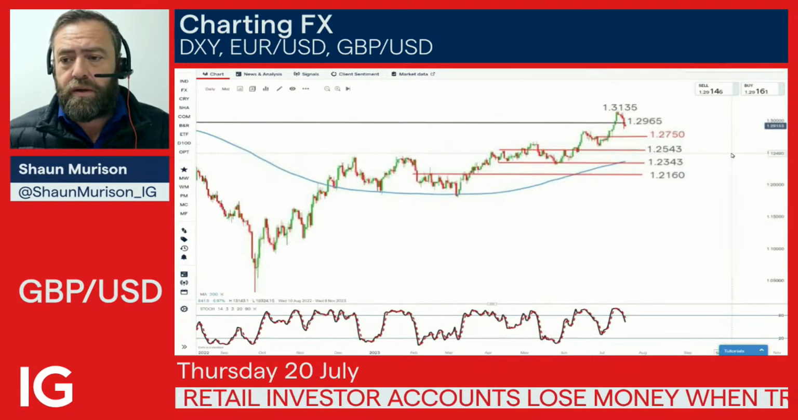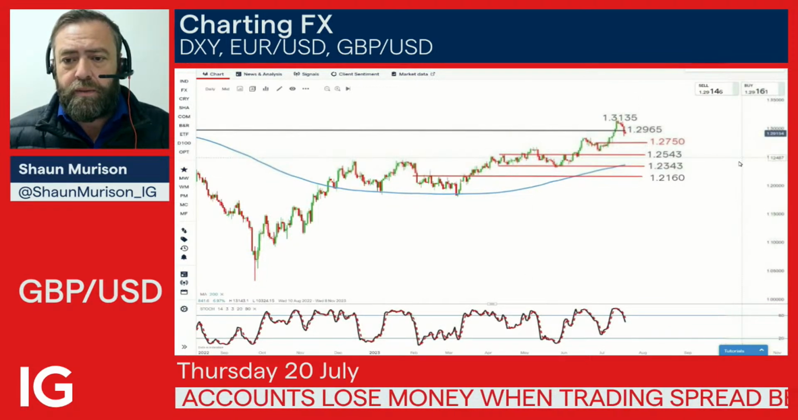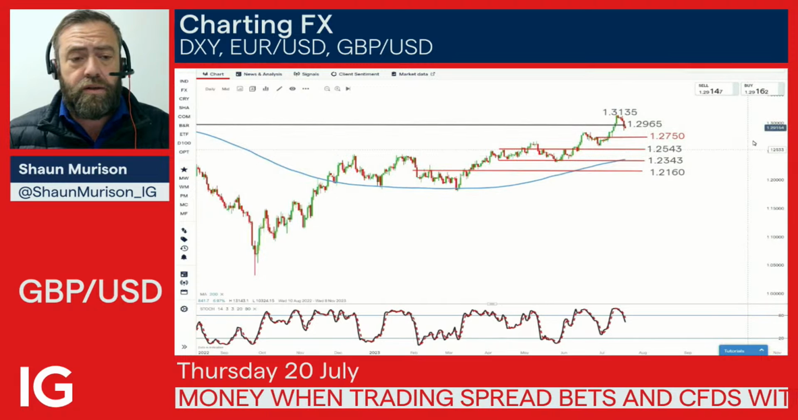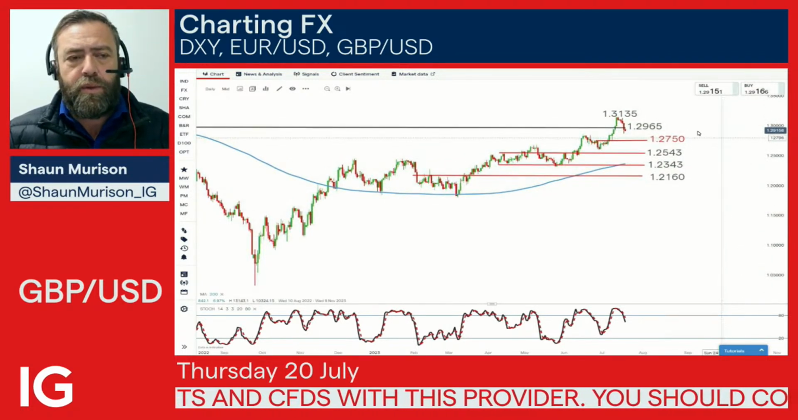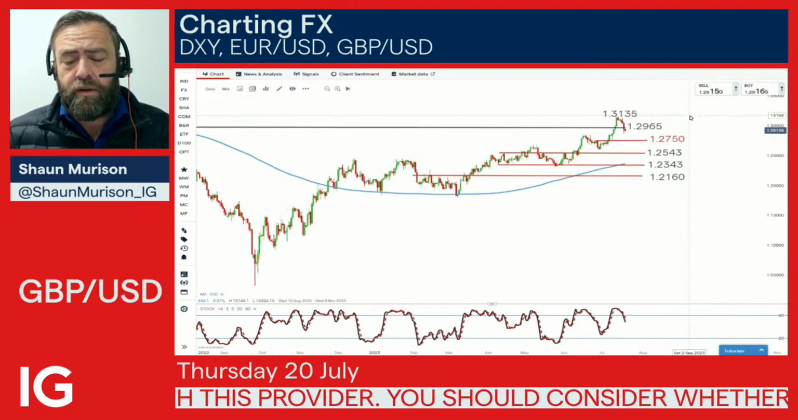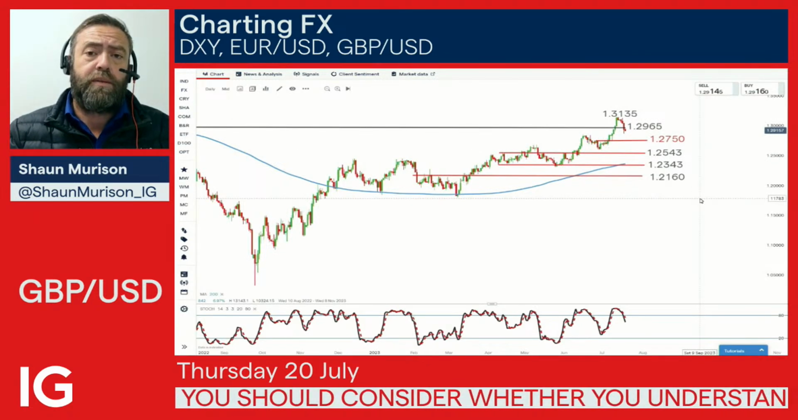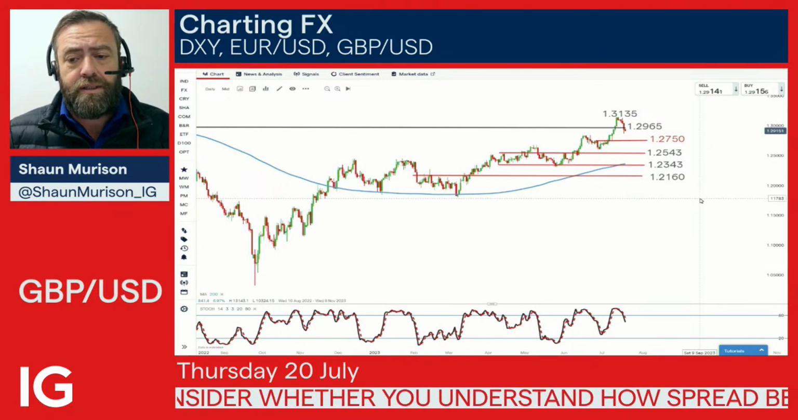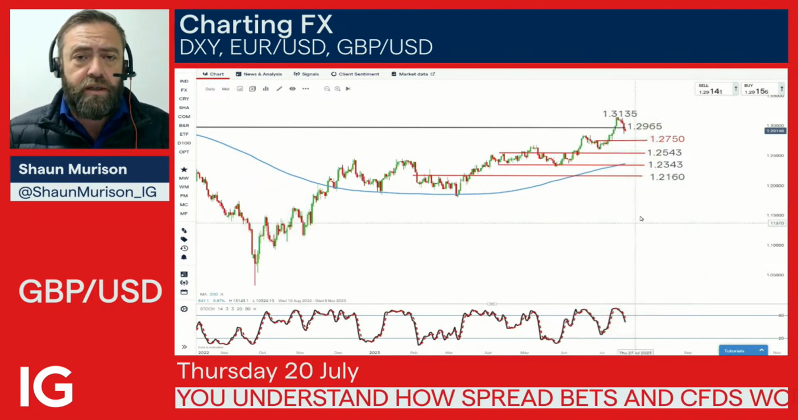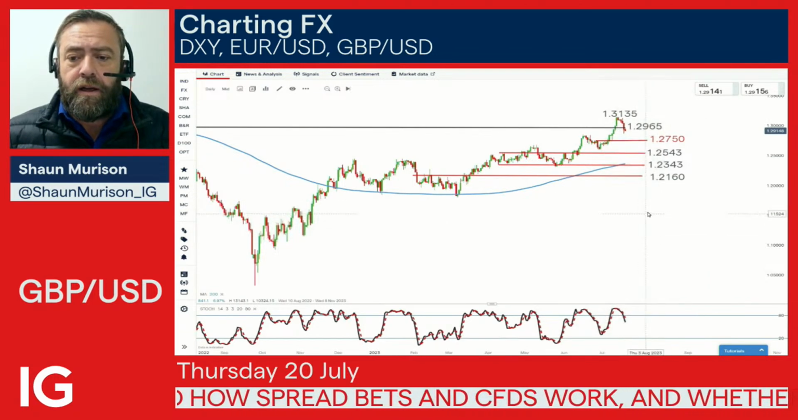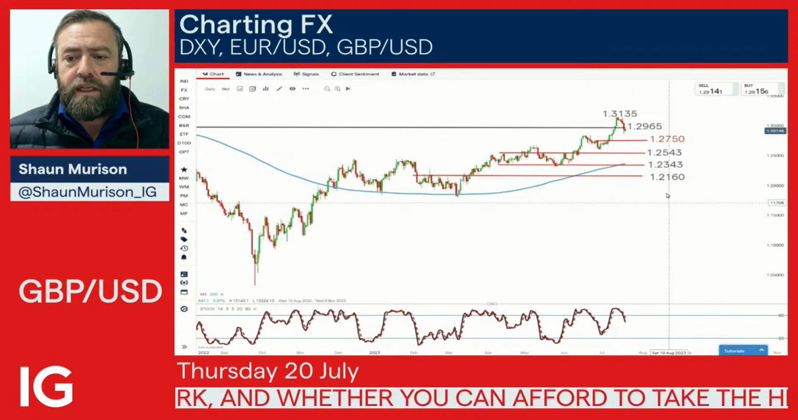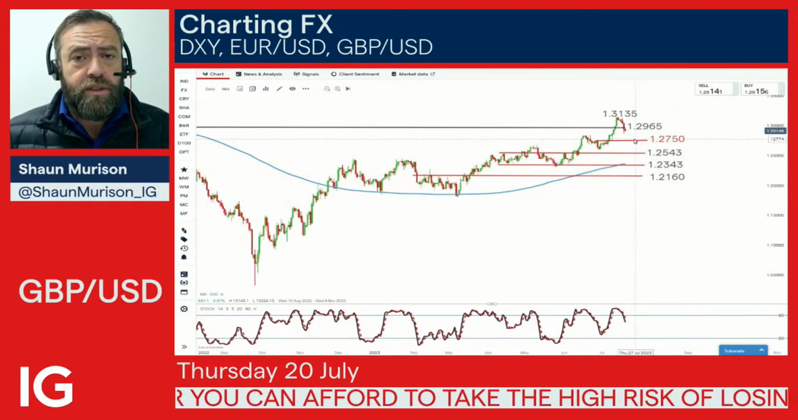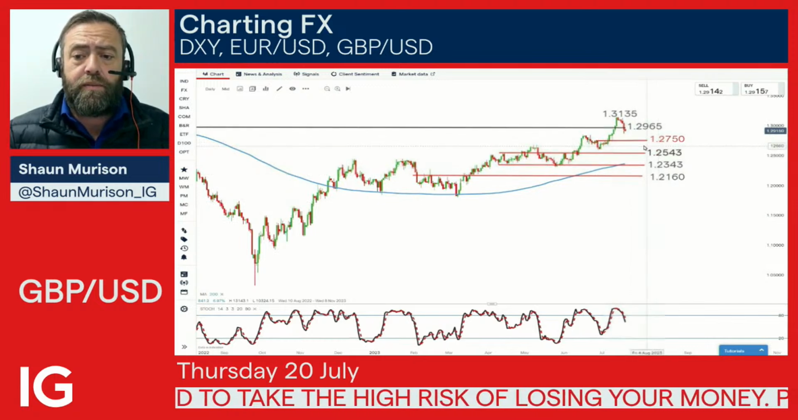The picture of cable does look similar. Obviously, better than expected inflation data out of the UK has set the pound on a bit of a weakening trend, or a bit of a pullback rather. That longer term trend still remains up. So cable, the trend is still up, but we are retracing currently from overbought territory, and we've broken back below that 1.2965 level, and we are looking at 1.2750 as that next level of support.